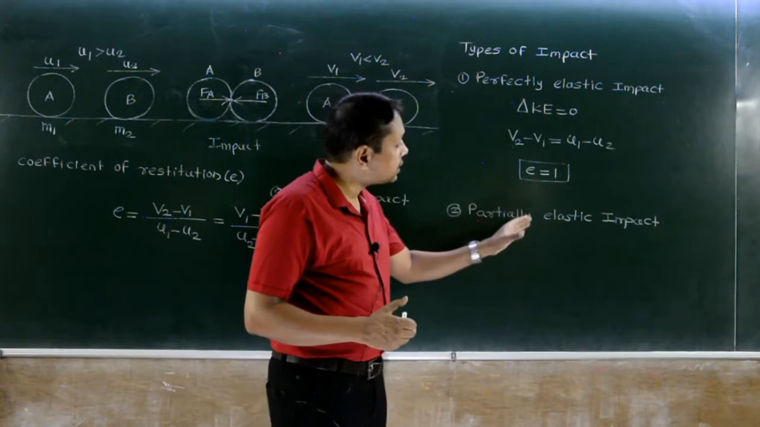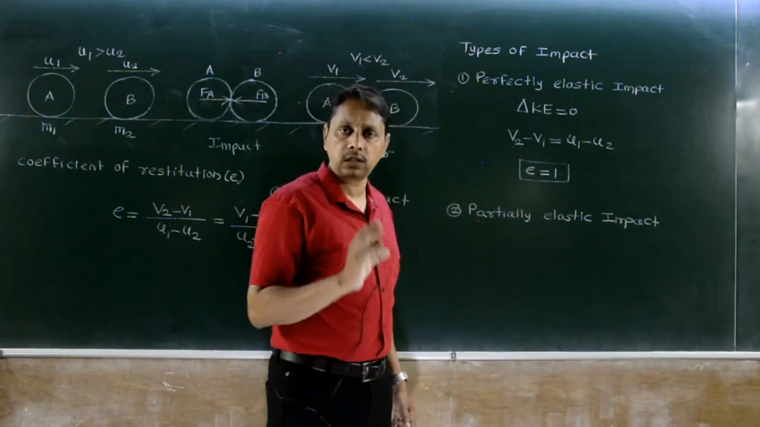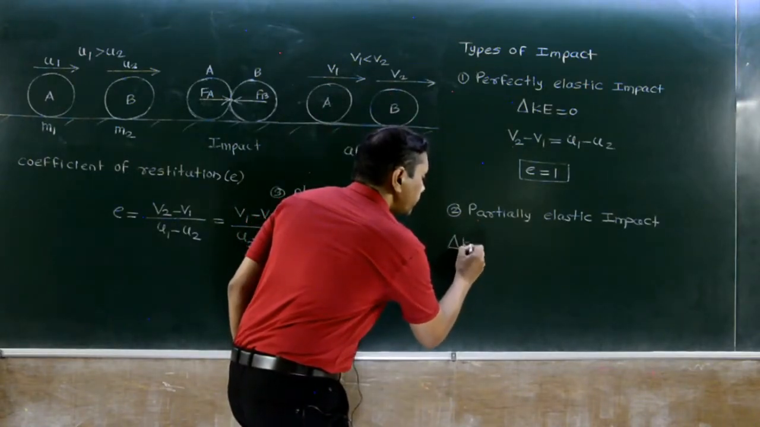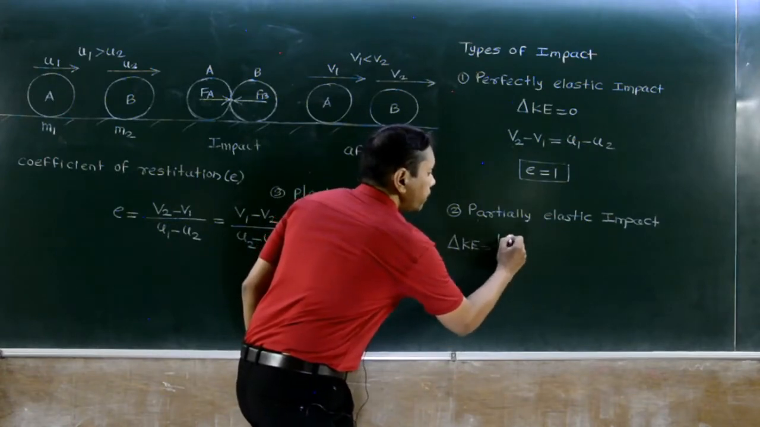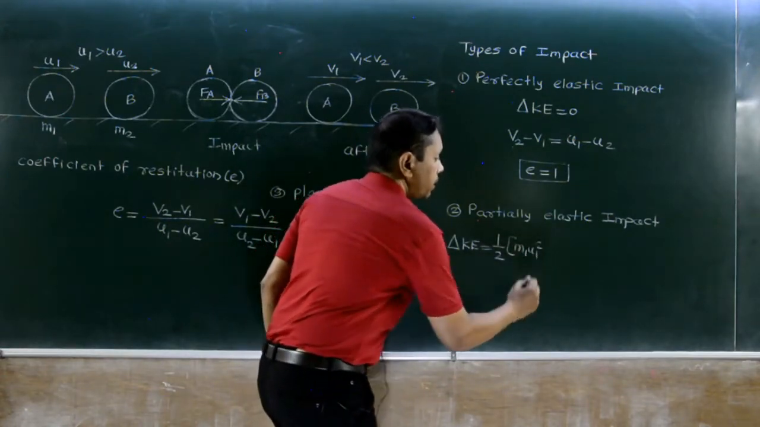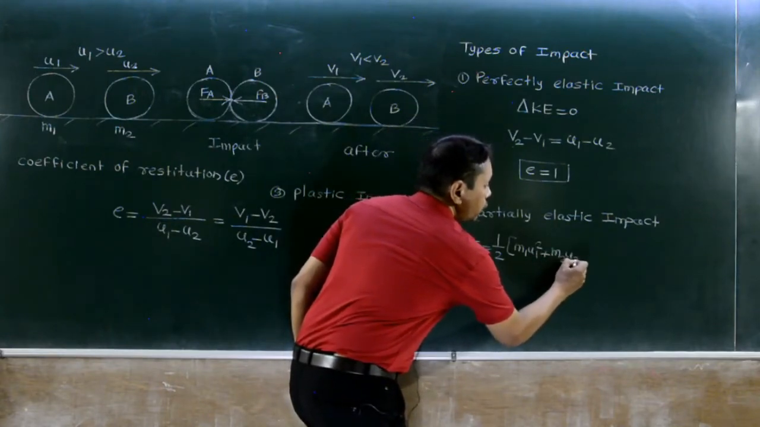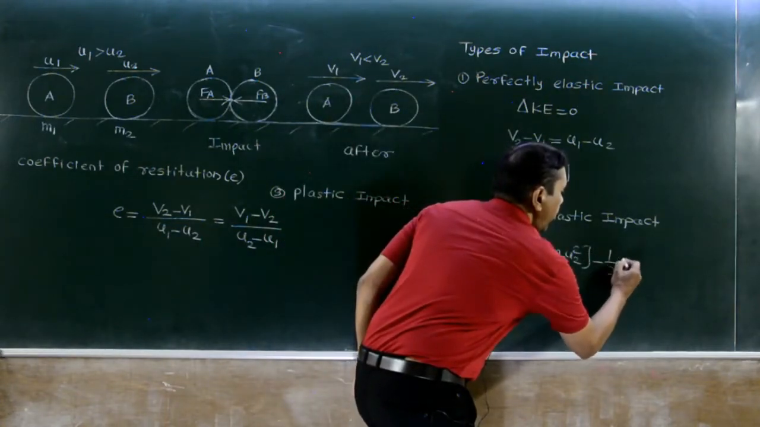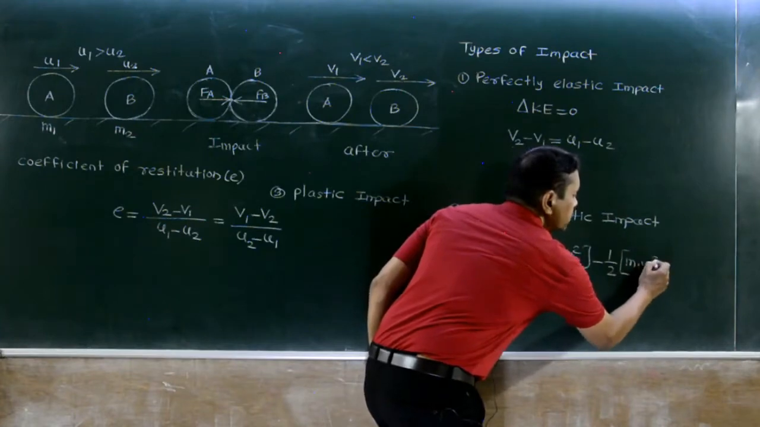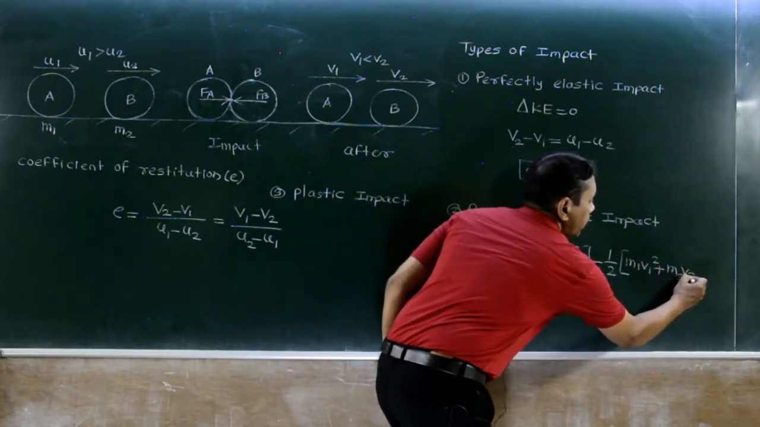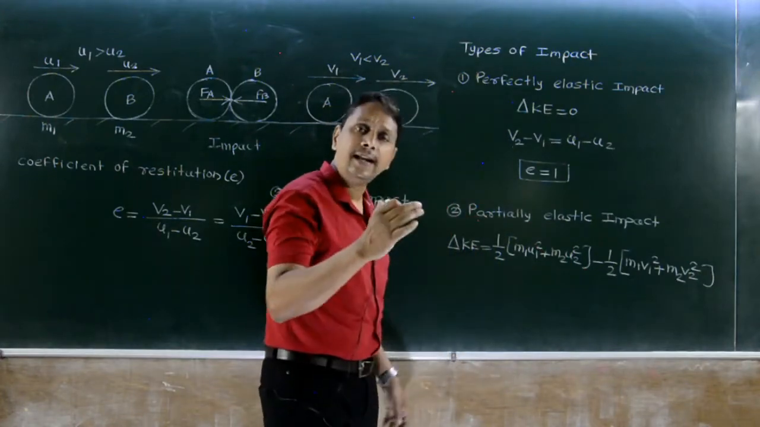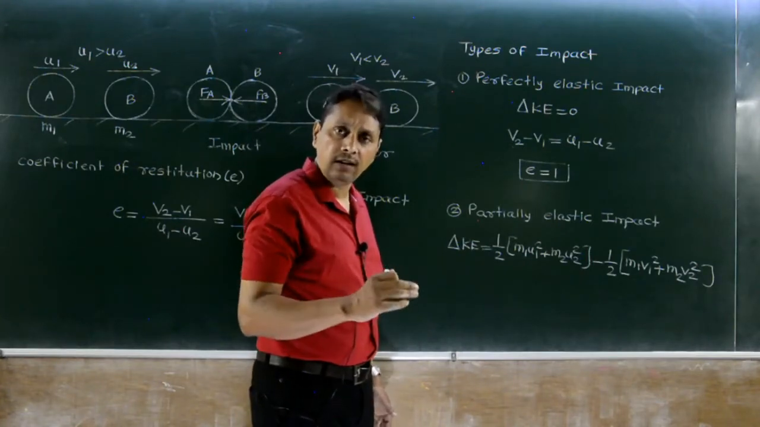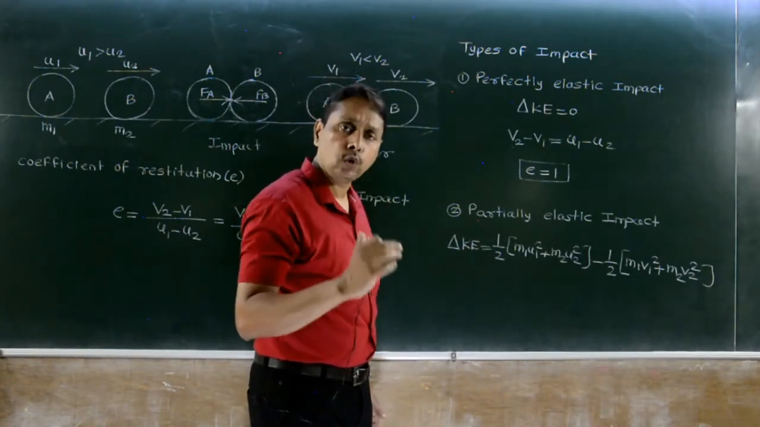Then number 2 is partially elastic impact, in which there is some loss. And how is that loss measured? Delta K = 1/2 (m1 u1 square plus m2 u2 square), which is the kinetic energy before, minus 1/2 (m1 v1 square plus m2 v2 square). There is a loss in kinetic energy and that loss is calculated by this expression. Understood? Is it clear?